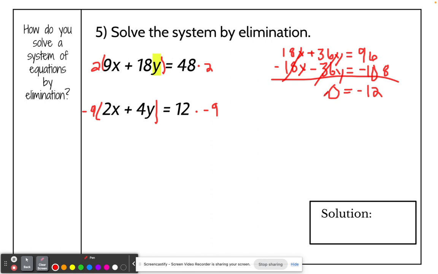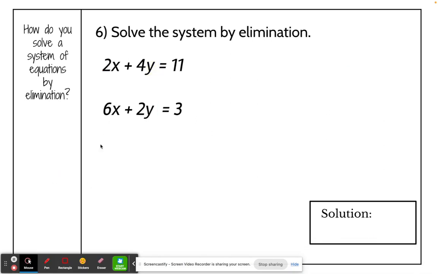So you'll notice 0 does not equal negative 12. This has no solutions. Again, these would be parallel lines. If I rewrote them in slope-intercept form, you'd see they have the same slope.